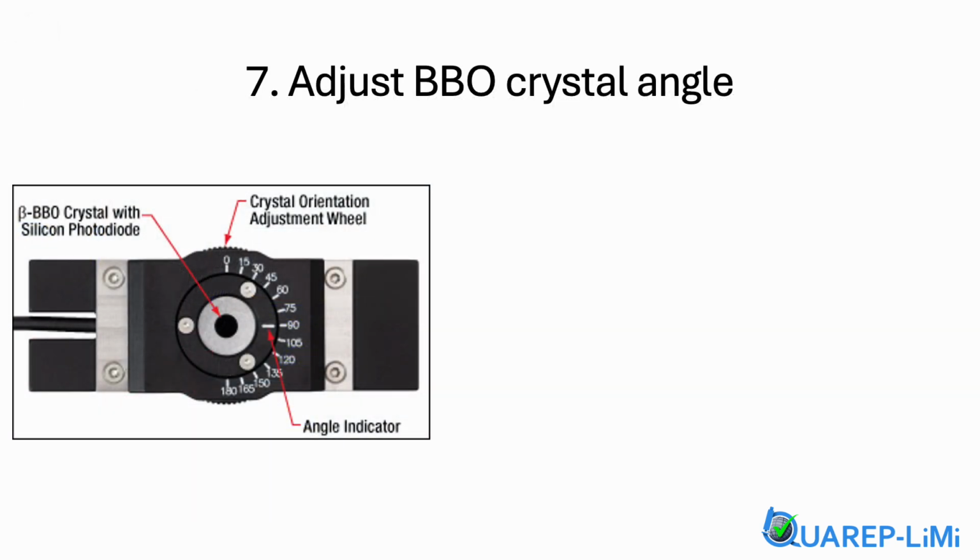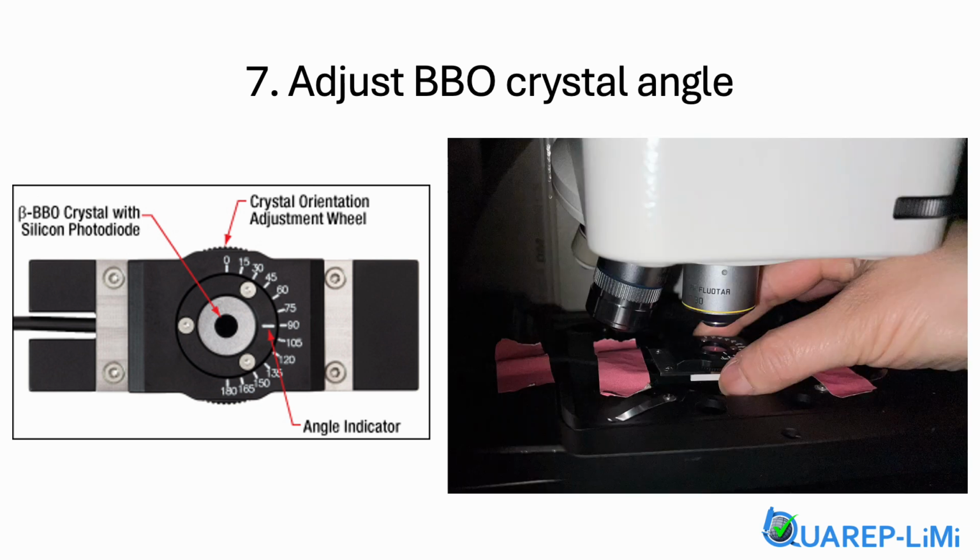Adjusting the BBO crystal angle for optimal SHG signal. Once the focal position is established, the next step is to adjust the BBO crystal angle to maximize the second harmonic signal. The orientation of the BBO crystal can be finely tuned using the exposed knurled wheel, enabling precise optimization of the second harmonic generation SHG process.